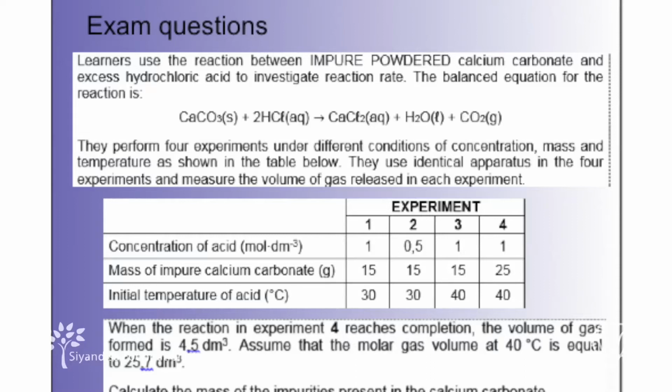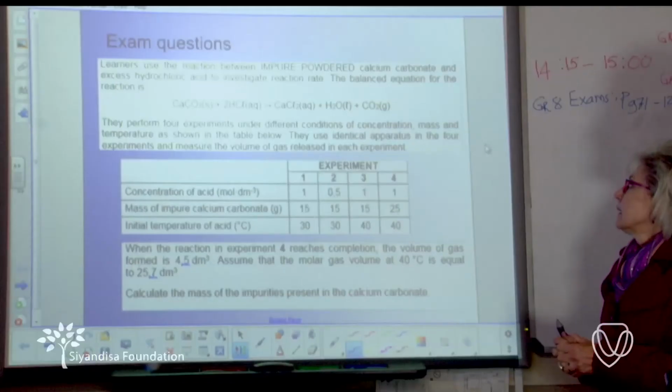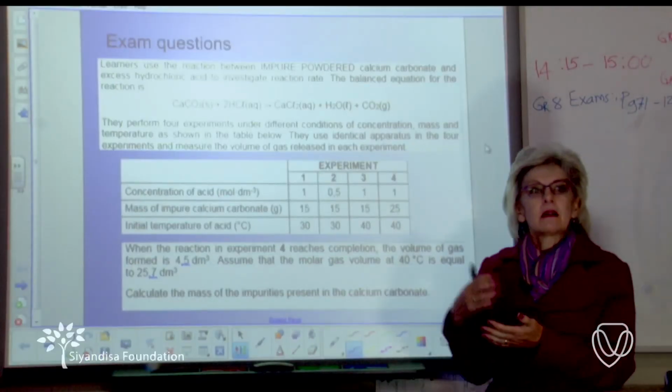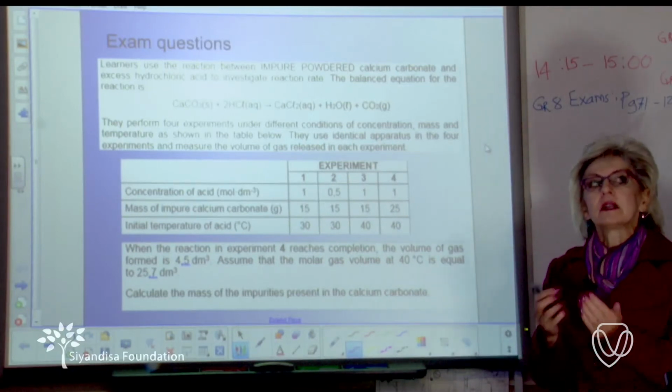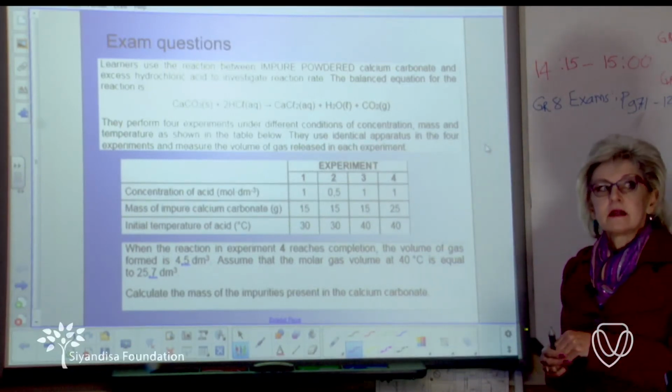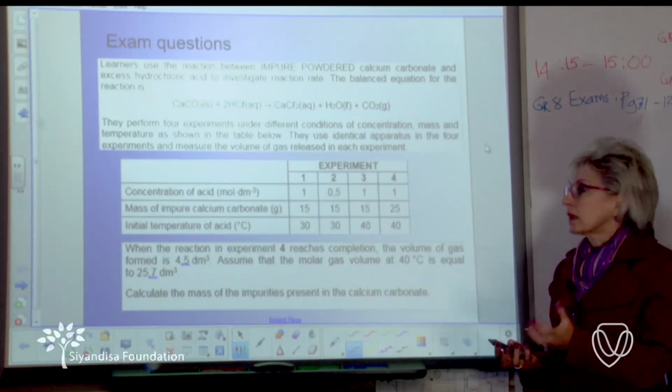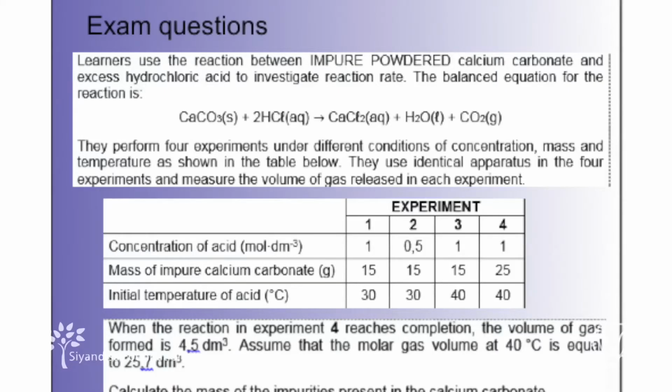So, learners use the reaction between impure powdered calcium carbonate and excess hydrochloric acid, which means too much, to investigate reaction rate. Now, this whole question dealt also with reaction rate, and I did not include all of those questions on reaction rate. We are simply focusing on the stoichiometry. The balanced equation for the reaction is calcium carbonate with 2 mole of hydrochloric acid, giving you calcium chloride with 1 water with 1 carbon dioxide.